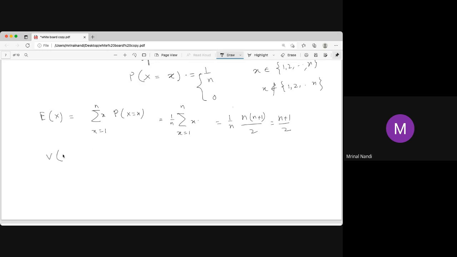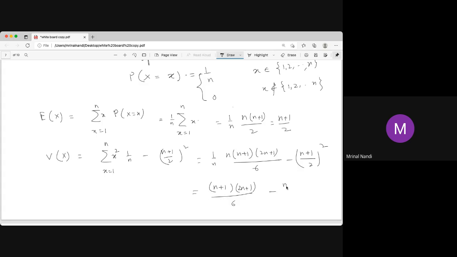You can similarly calculate the variance. The variance is the sum of x square times 1 by n, x equal to 1 to n, minus n plus 1 by 2 whole square. The variance formula is the expectation of x square minus the expectation of x whole square. Just take 1 by n common, as the summation of x square is n into n plus 1 into 2n plus 1 by 6. And these formulas are in class 11, you know. So this is n plus 1 into 2n plus 1 by 6 minus n plus 1 whole square by 4. Ultimately, what do we get?